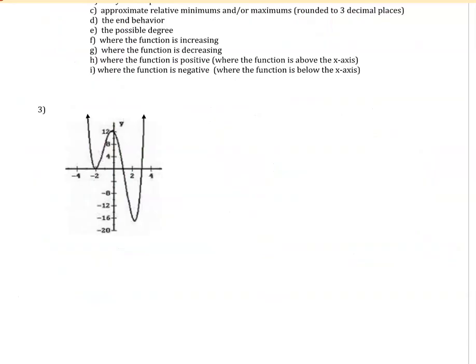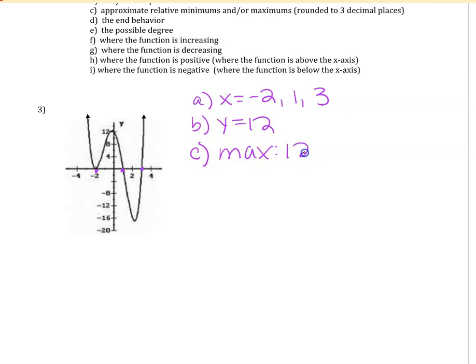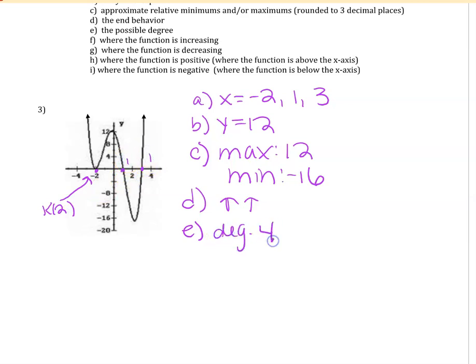All right, we got one more. All right, zeros. Looks like negative 2, 1, and 3. Our y-intercept is y equals 12. Our maximum is y equals 12, and our minimum appears to be at negative 16. Our end behavior is up, up. I'm going to skip the describing because I did that exact same one in the last example. And as far as possible degree goes, I see a kiss, which would be a 2, and crosses, which are 1, so I'm thinking this is a degree 4 polynomial.